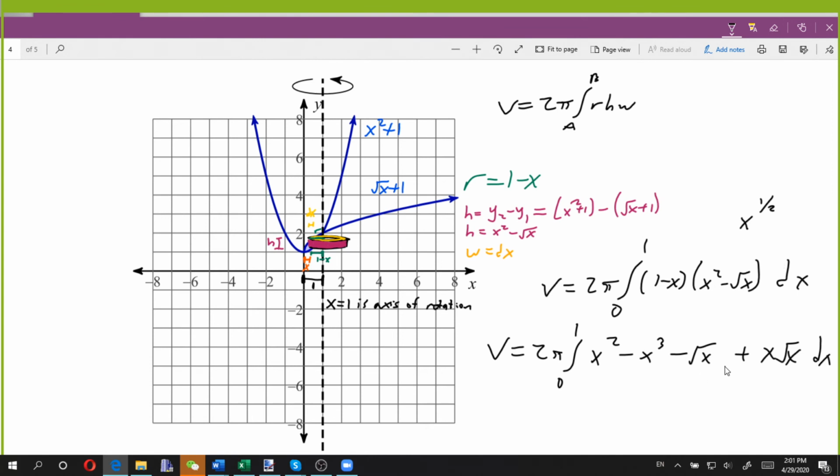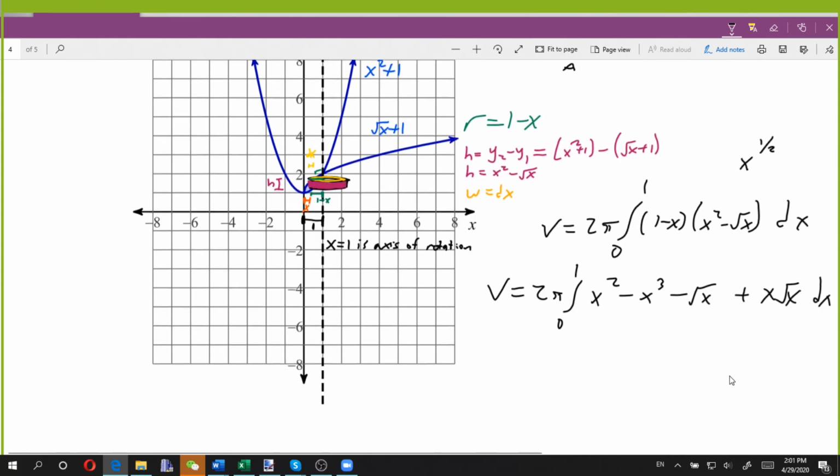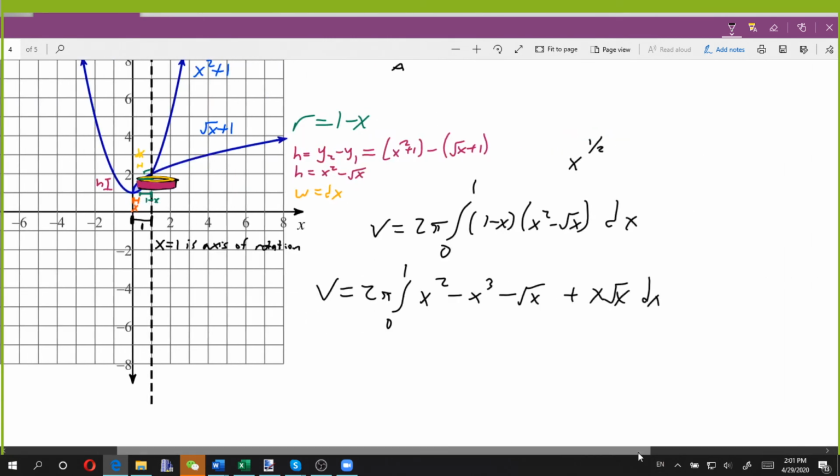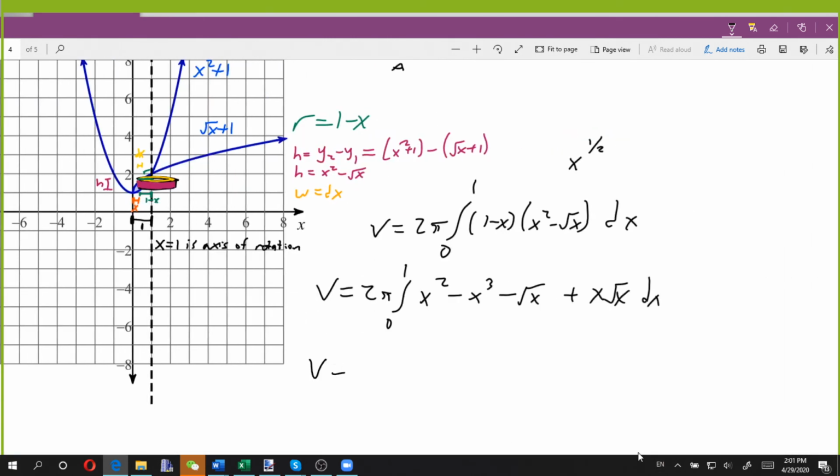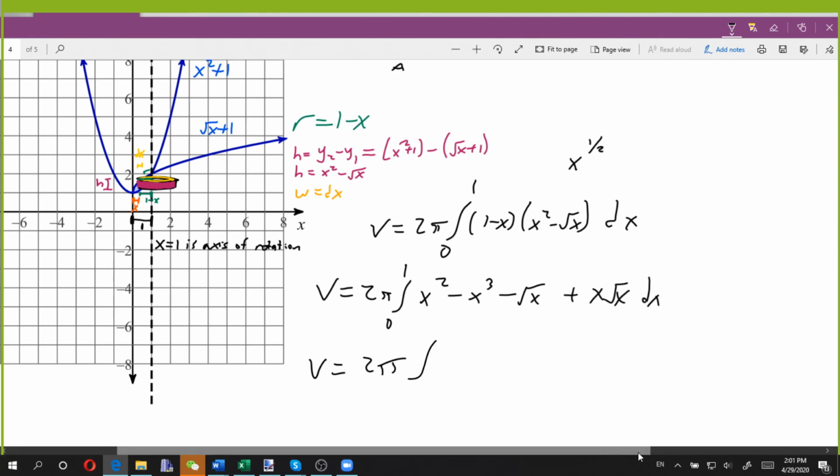I guess I'll take another step and I'll rewrite these for power rule. So our volume will become 2 pi times the integral from 0 to 1 of negative x cubed. I'm just going to reorder these really quick. Plus x squared. Okay, my next one would be this one. And this is x to the 1/2 times x to the 1 will give me what?